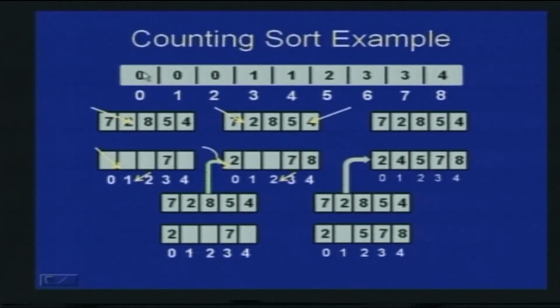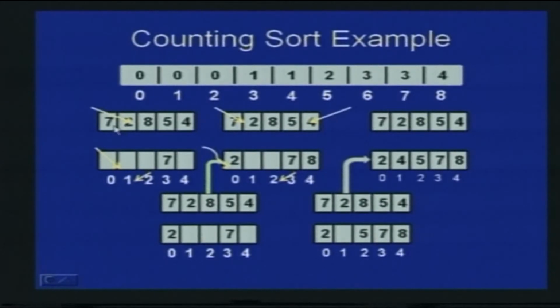So, there are no elements less than 0, no elements less than 1, no elements less than 2, 1 element less than 3, 1 element less than 4, 2 elements less than 5, 3 elements less than 6, 3 elements less than 7 and 4 elements less than 8. That is your second step.